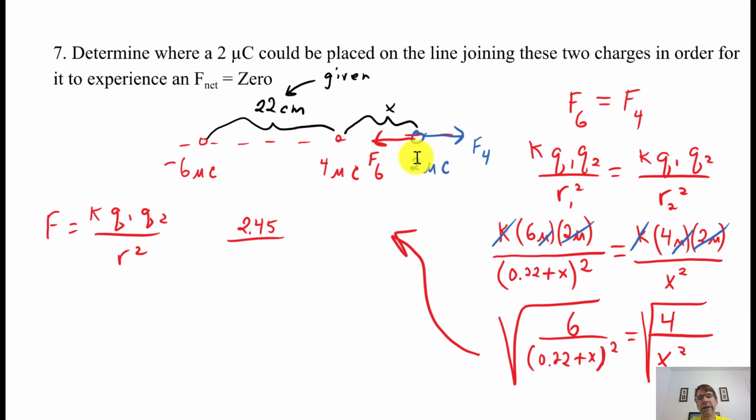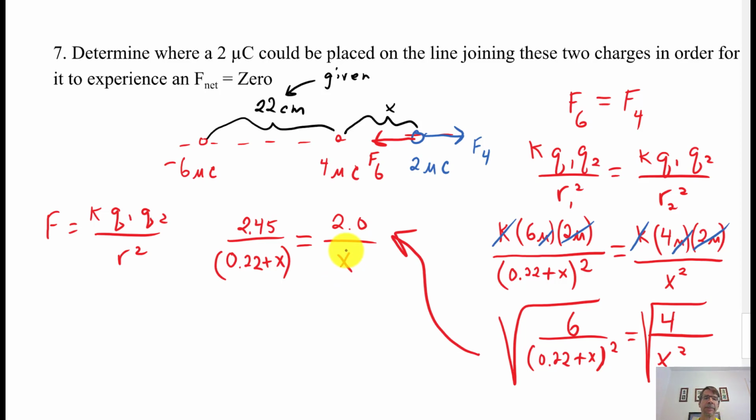But in the denominator, the square root of that (0.22 plus x) quantity squared gets rid of that square. So in the denominator, I have 0.22 plus x. I can leave that in the parentheses, but I got rid of the square. On the right-hand side of that equation, it's the square root of 4. That is 2. You can put 2.0 if you want. And the square root of x squared is just x. And now life is much simpler for us.